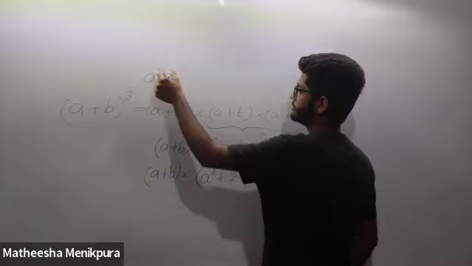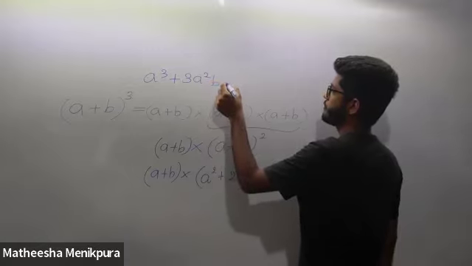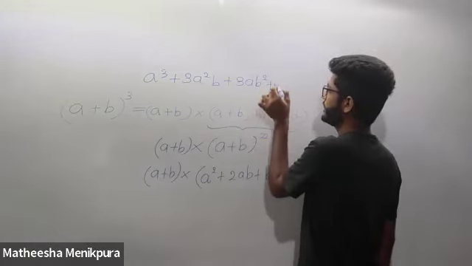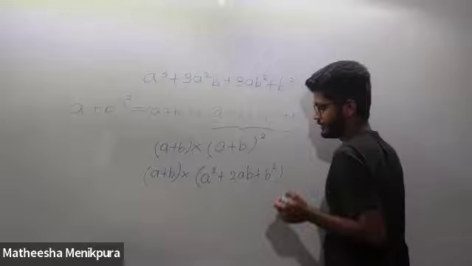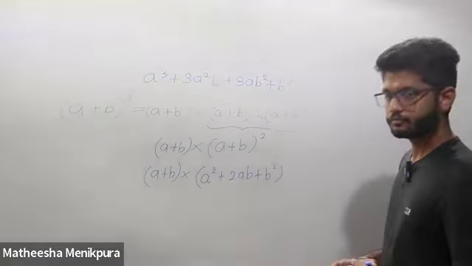A cube plus 3a squared b plus 3ab squared plus b cube. Okay, let's see. Others, did you get the answer? Yes, sir.